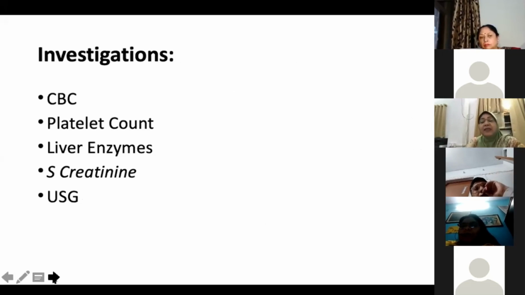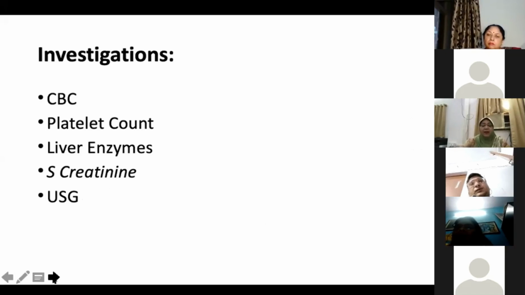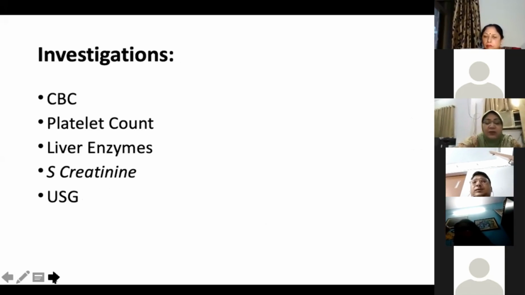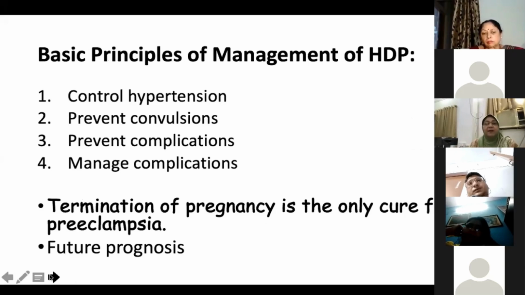Now, these are the basic investigations that you need to send at the periphery. Get a CBC done, platelet count done, liver enzymes done, serum creatinine done, and ultrasound done. These will help you in deciding whether she's severe or whether it is mild, whether you want to manage her yourself or you want to refer her. So these are the basic investigations that must be done.